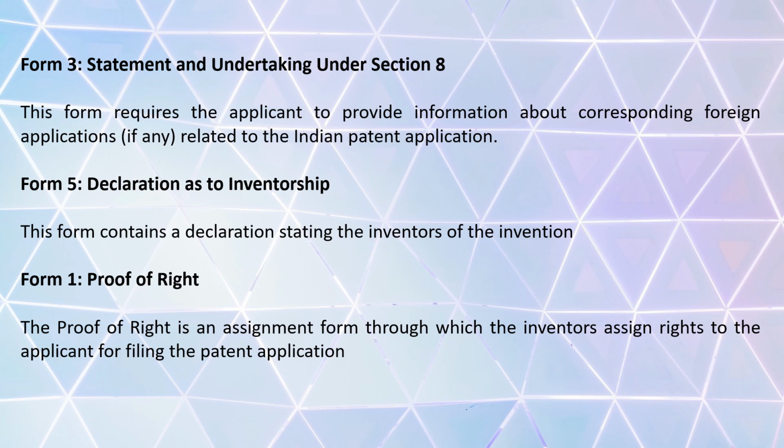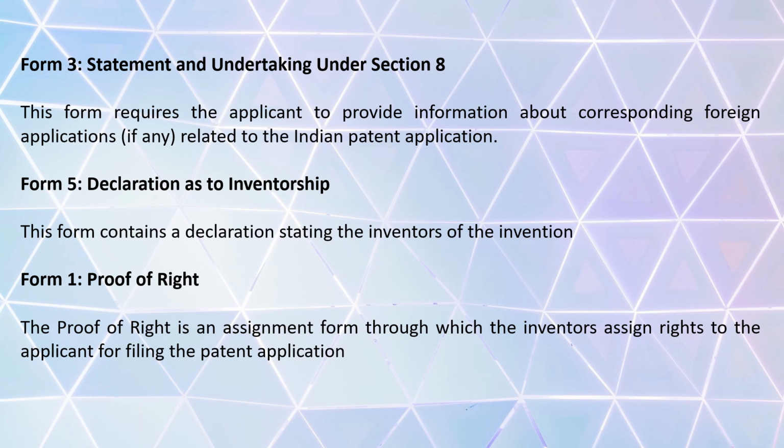So basically the meaning of proof of right is that the inventors have given the rights to the applicant to file the patent application, and it has the ownership of the patent application. The applicant possesses the ownership of the patent application and has the rights to file the application for that specific invention. So Form 1 proof of right is very important and has to be filed within a maximum period of 6 months from the date of filing the application.